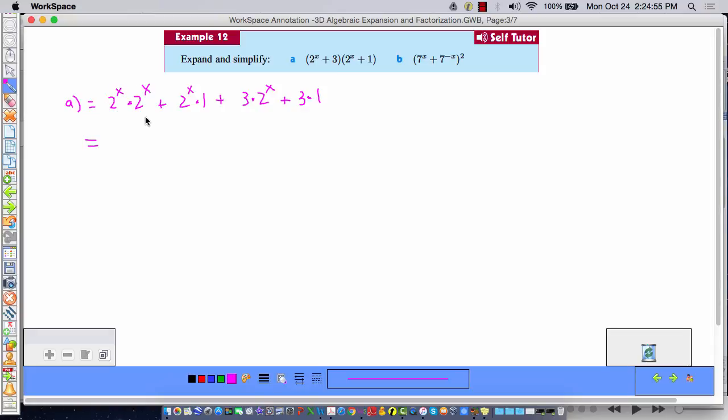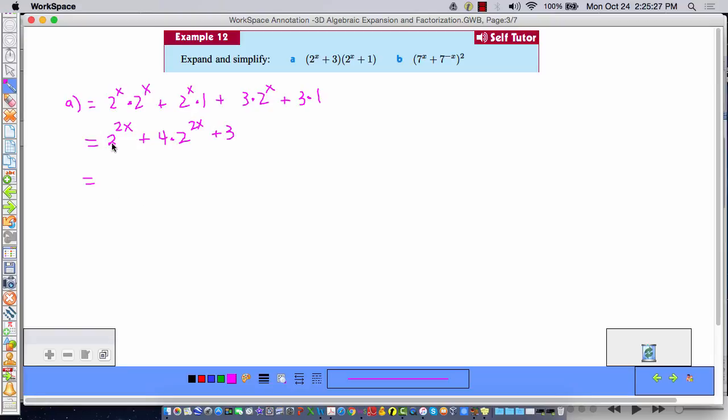But I can use my rule of adding the exponents of the product of two bases. So this becomes 2 to the x plus x, or 2 to the 2x. Here I have 1 to the x, and here I have 3 more. 1 plus 3 is 4 times 2 to the 2x plus 3. And this is a perfectly good answer, but you need to be able to manipulate these in different ways depending on your need in the future for more difficult problems.